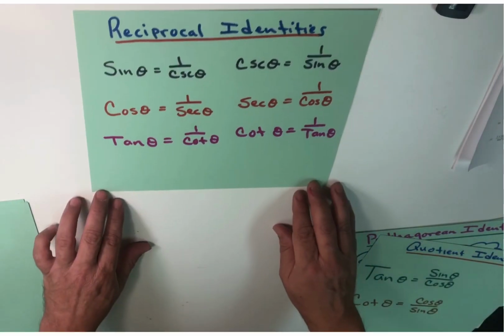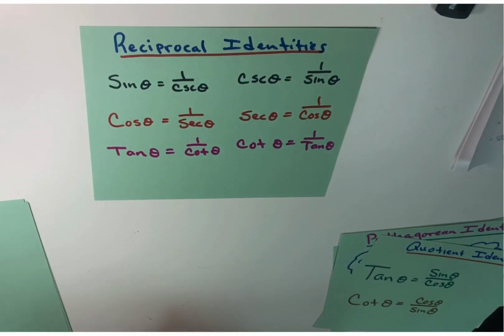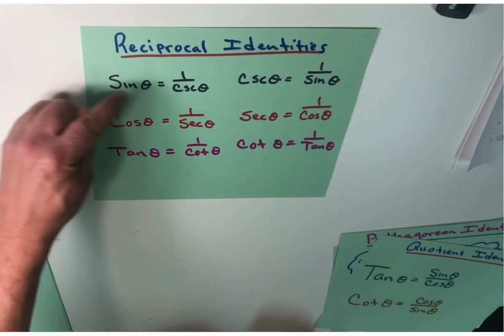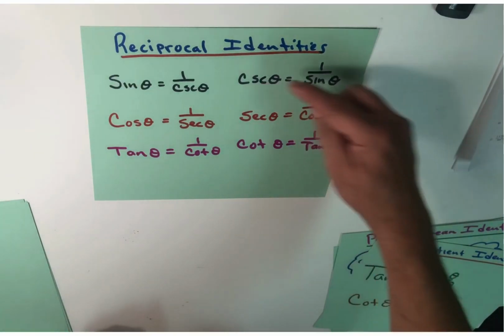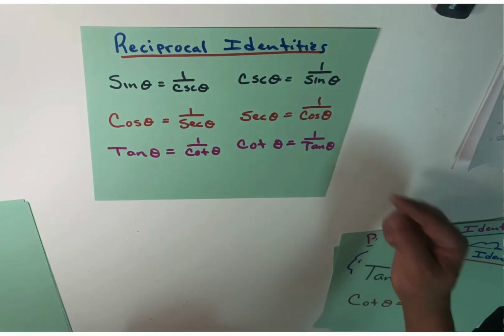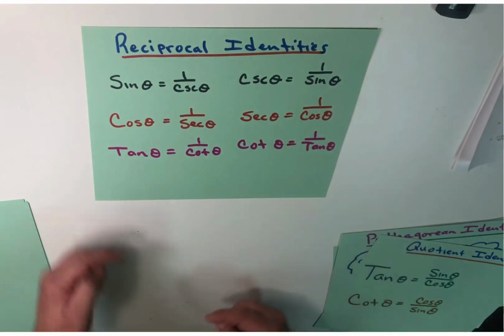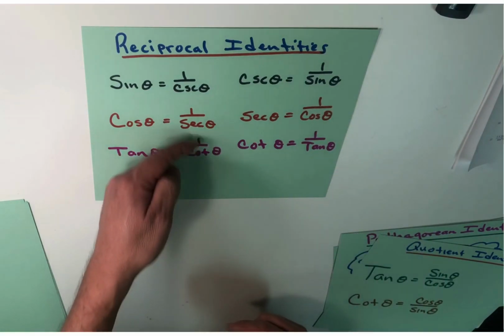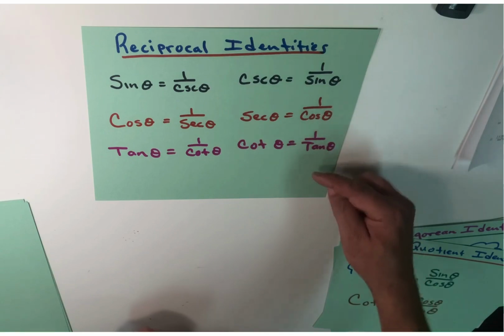For example, you already know the reciprocal identities. You know that sine is 1 over cosecant, or that cosecant is 1 over sine. You already know that cosine is 1 over secant, or that secant is 1 over cosine. You also know that tangent is 1 over cotangent, and that cotangent is 1 over tangent.